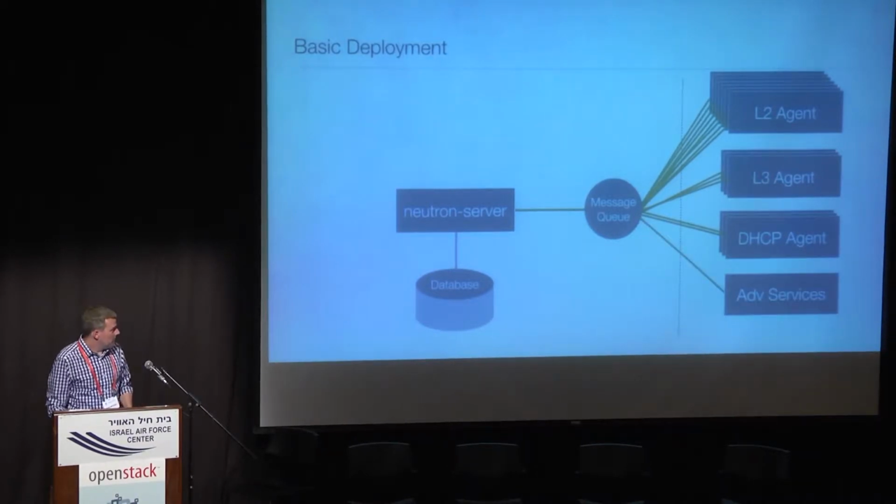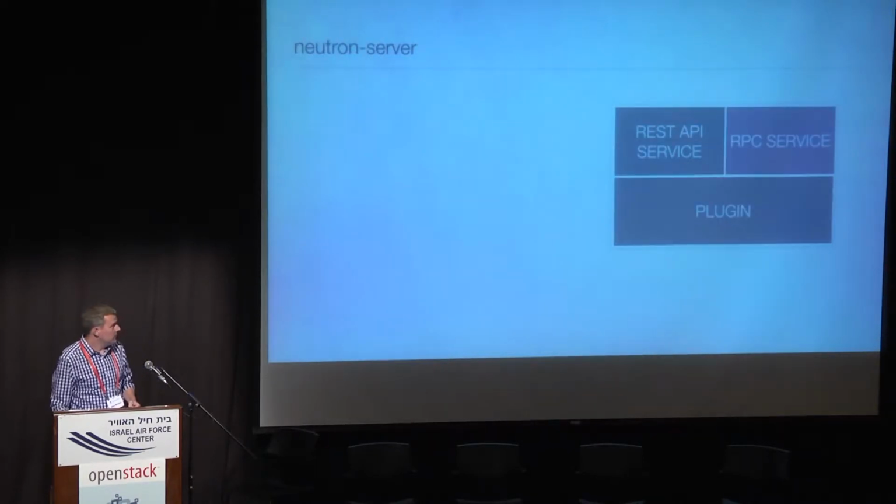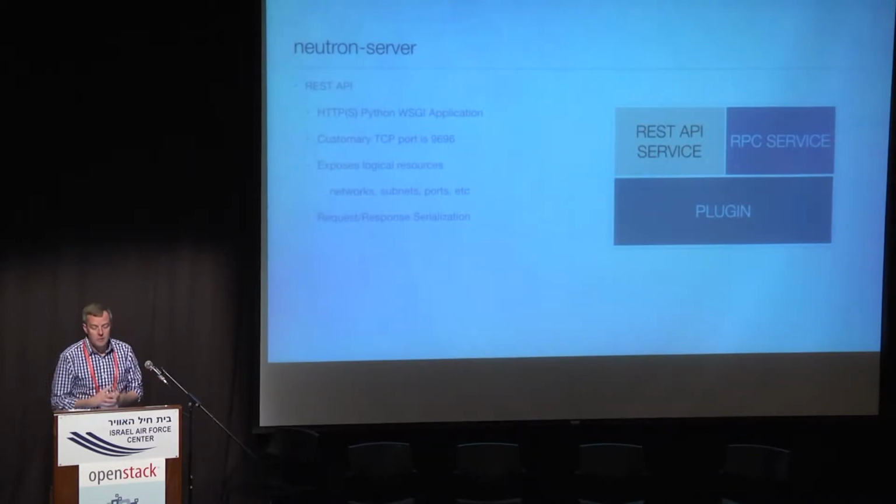So if we dive in a little bit more into the Neutron Server, the Neutron Server is really built up of three parts. You have the REST API service, the RPC service, and the plugin service. And taking a look at the REST API service, it's an HTTP Python WSGI application, typically runs on 9696. And what it's going to do is it's going to expose our logical resources. So earlier when I talked about one of the original goals of Neutron was to have a small core, the resources that are core resources are networks, subnets, and ports, which are those same basic abstractions that I went through earlier. Additionally, if you have extensions, we can talk about how those are exposed in a moment.